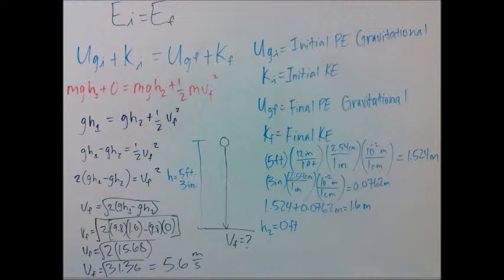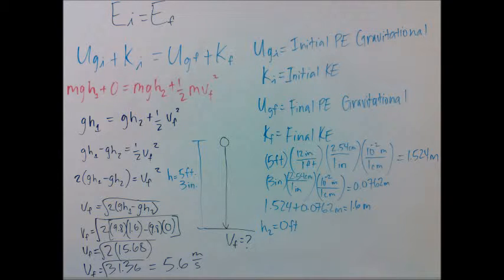UGF is the final gravitational potential energy, labeled mgh2, and Kf is the final kinetic energy, labeled 1/2 m vf squared. Since we are calculating the velocity of a specific object, mass is negligible because we are focusing on one object in a given system, and this is shown by the elimination of mass in the equation.